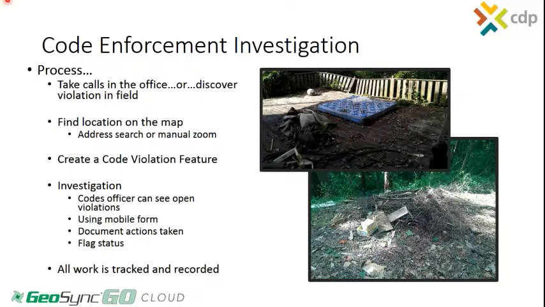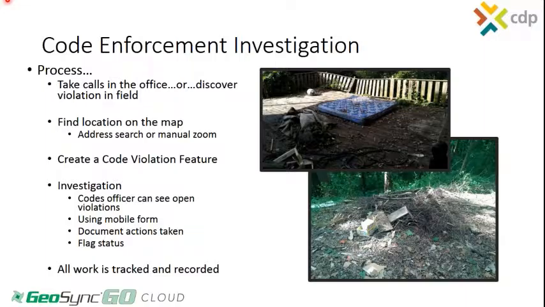Here is the process we're looking at in this case. First, we will receive reports of violations in a couple of different ways. One, and probably the most common, are calls into the office by concerned citizens who notice a violation and would like to report it. And our code officers, when they're in the field, will typically notice violations while they're out investigating other violations. So we'll have information coming in a couple of different ways.